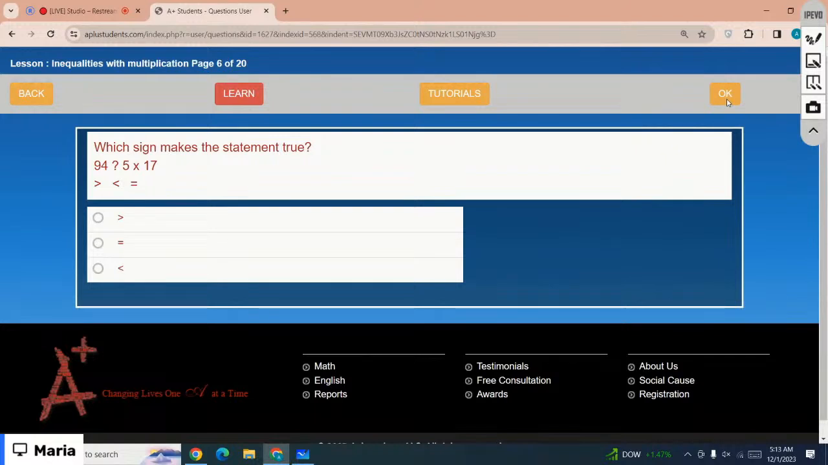17 times 5 is 85, right? And 94 is greater than 85. So the correct option is 94 is greater than 17 times 5, right?